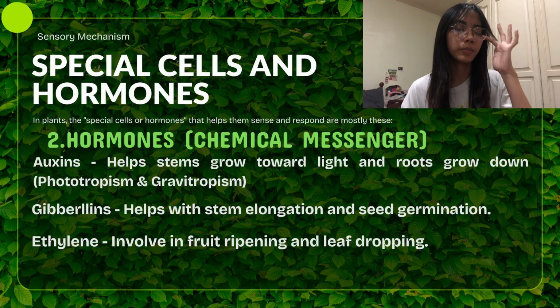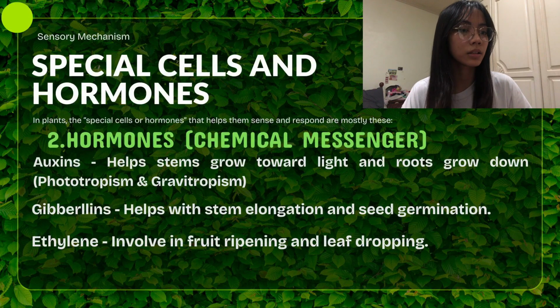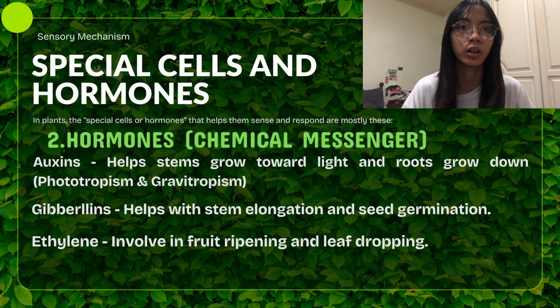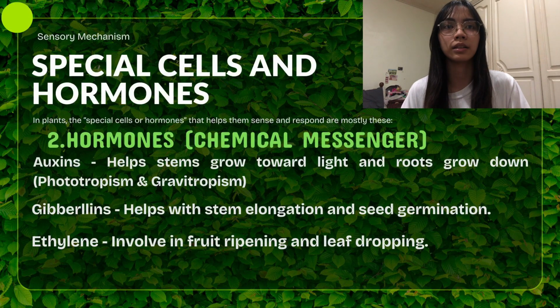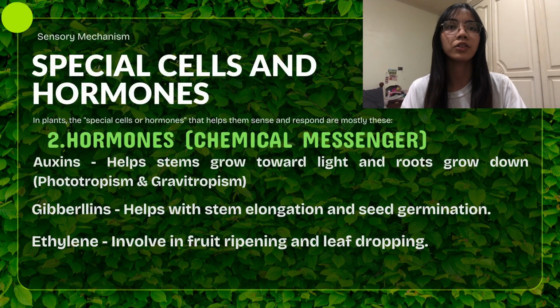And the next is the abscisic acid, or the ABA. Abscisic acid, or ABA, helps plants respond to stress like drought. Abscisic acid is the one that helps plants respond to plant stress. For example, when a plant is stressed, it actually helps the stomata to close.